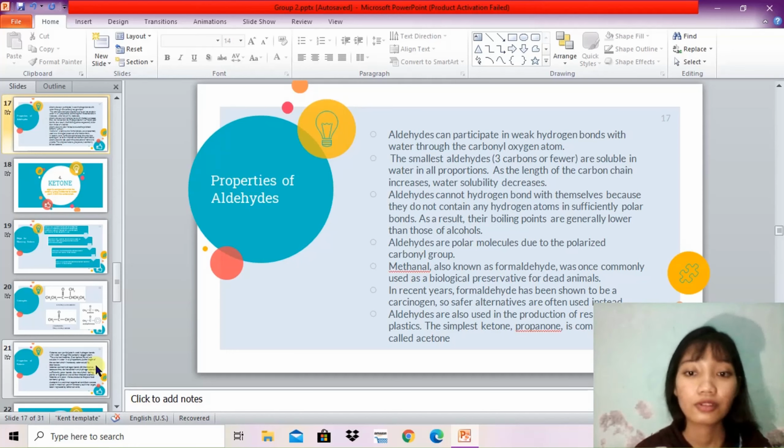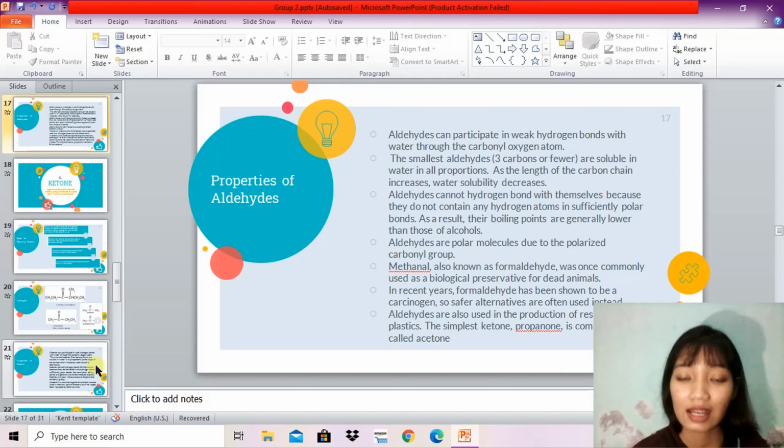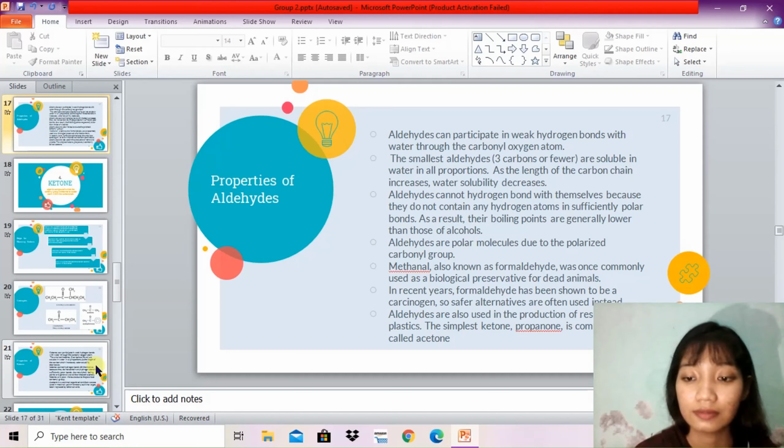Methanal, also known as formaldehyde, was once commonly used as a biological preservative for dead animals. In recent years, formaldehyde has been shown to be a carcinogen, so safer alternatives are often used instead. Aldehydes are also used in the production of resins and plastics. The simplest ketone, propanone, is commonly called acetone.